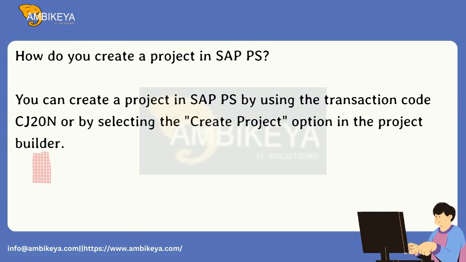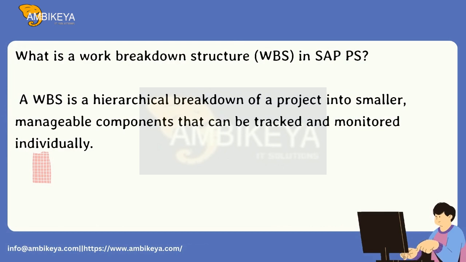How do you create a project in SAP PS? You can create a project in SAP PS by using the transaction code CJ20N or by selecting the Create Project option in the Project Builder. What is a work breakdown structure, WBS, in SAP PS? A WBS is a hierarchical breakdown of a project into smaller, manageable components that can be tracked and monitored individually.